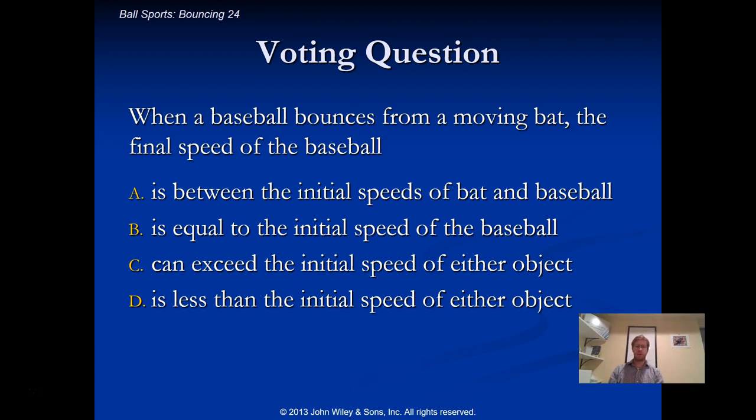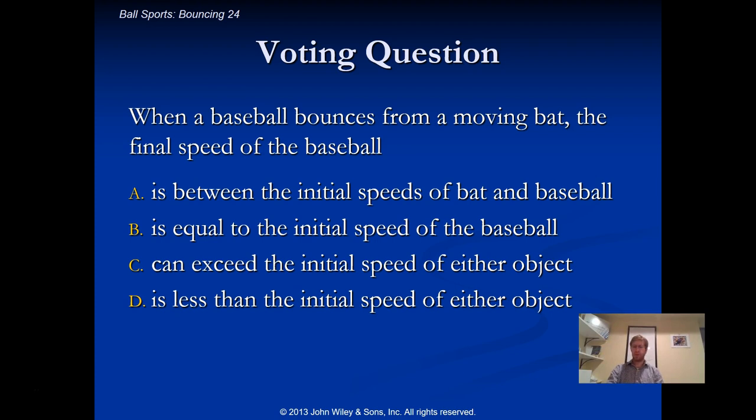The question here says, when a baseball bounces from a moving bat, what is the final speed of the baseball? Your options are: is it between the initial speeds of the bat and the ball, like an average of the two? Is it equal to however fast the ball starts at? Can it exceed the initial speed of the ball or the bat? Or is it less than the initial speed of either object because of the coefficient of restitution? What do you think? This is a little bit of a trickier one.